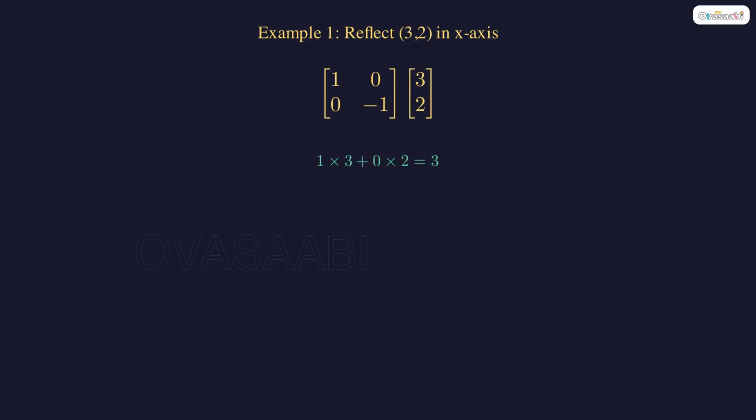Let's reflect point 3, 2. We multiply the reflection matrix by the column vector. Top row, 1 times 3 plus 0 times 2 equals 3.